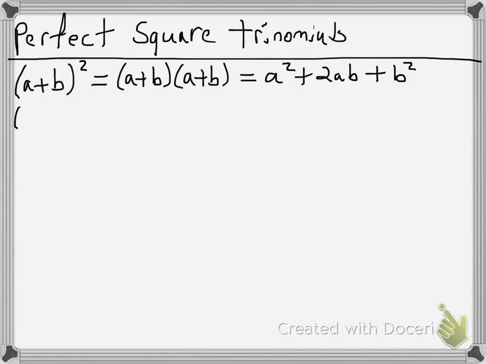The negative version is very similar. If we FOIL this out, this is what it ends up looking like: a squared plus 2ab plus b squared. The negative version is identical, except for where you have the positive 2ab, you'll have a negative 2ab.